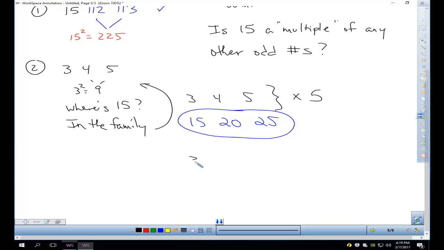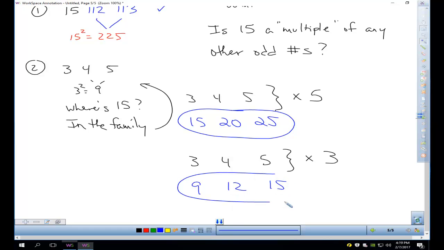Alright, if you notice though, there's a 5 there as well, so I could actually multiply those by 3. And I could actually get 9, 12, and 15. That's also a triple that 15 is a part of. You could have created the family that started with 5, because 5 is an odd number. That also would be another option here. So that's the kind of question I'm going to ask you to do on a test. Alright?